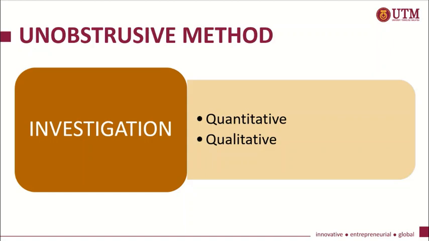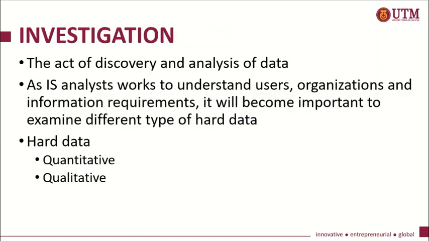Let's look at the second unobtrusive method, which is investigation. There are two main things that you need to know about the investigation, namely quantitative and qualitative. Investigation is the act of discovery and analysis of data. As system analyst, you need to understand users, organizations, and information requirements. Thus, it is important to examine different types of hard data, including quantitative and qualitative data.